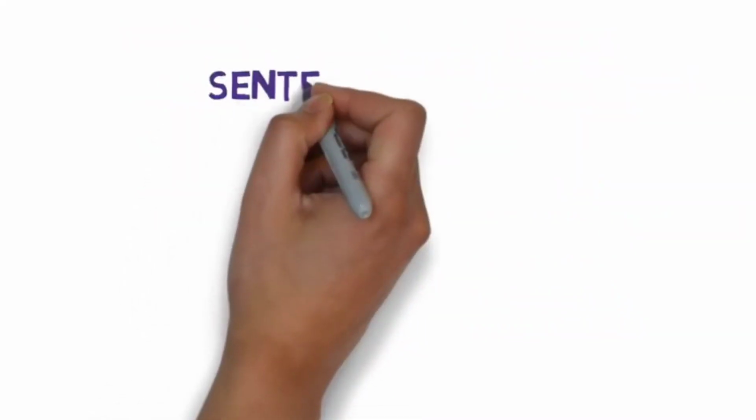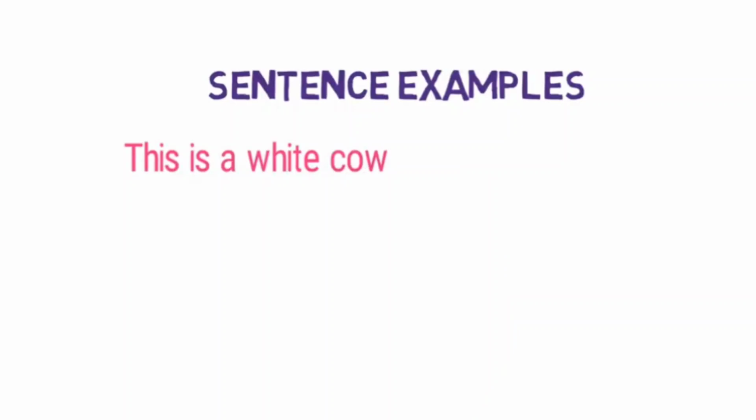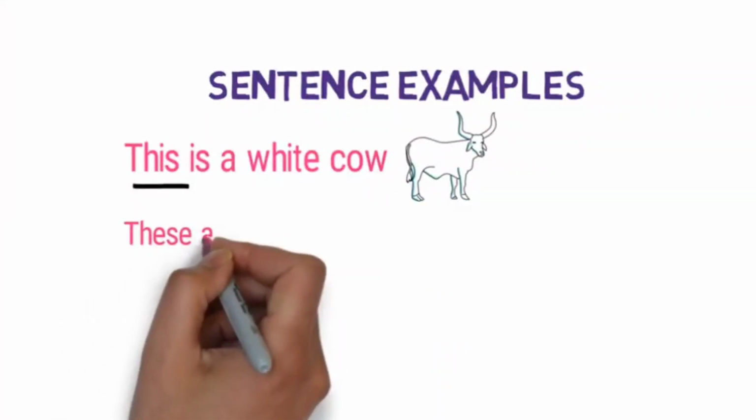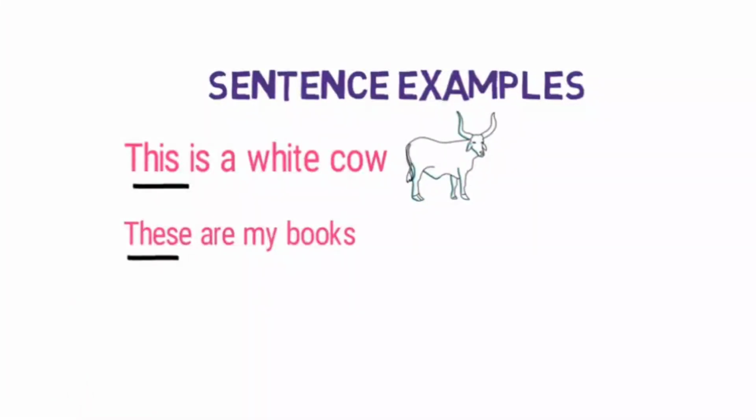Let's look into the sentence examples of them. This is a white cow. Here, this is used to point out the cow which is near. So, it is a demonstrative pronoun. These are my books. Here, these is used to point out the collection of books. So, it is a demonstrative pronoun.